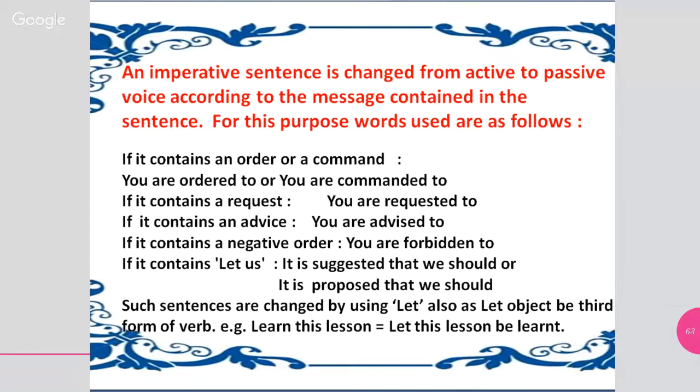If it contains a request, you are requested to. If it contains an advice, you are advised to. If it contains a negative order, you are forbidden to. If it contains let us, it is suggested that we should, or it is proposed that we should. Such sentences are changed by using let, also as let plus object plus be plus third form of the verb. Learn this lesson. Let this lesson be learned.